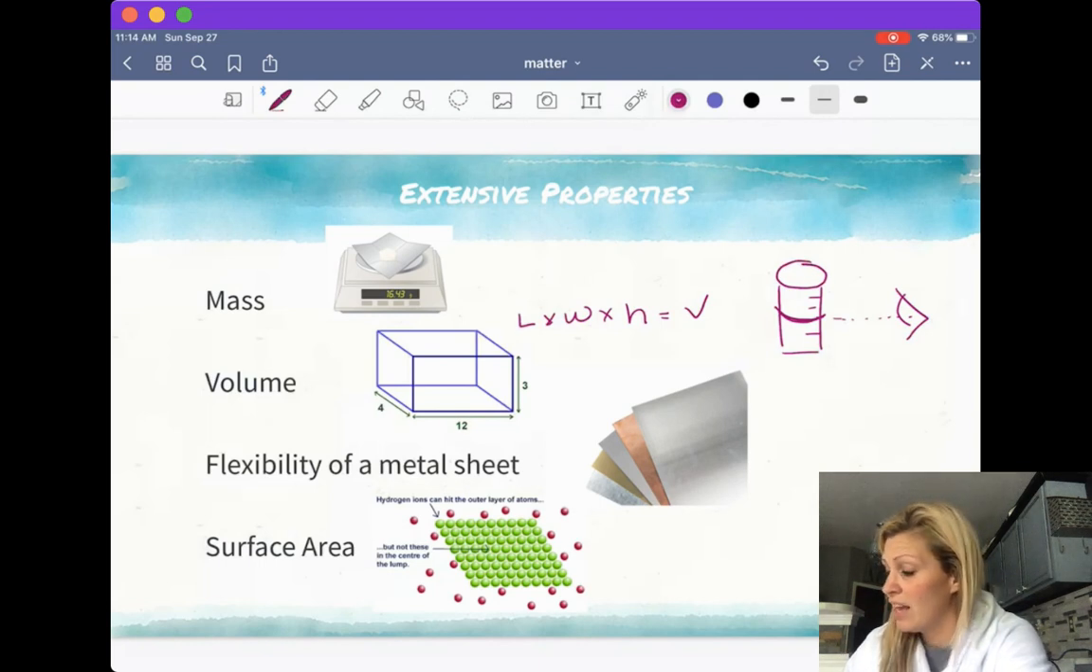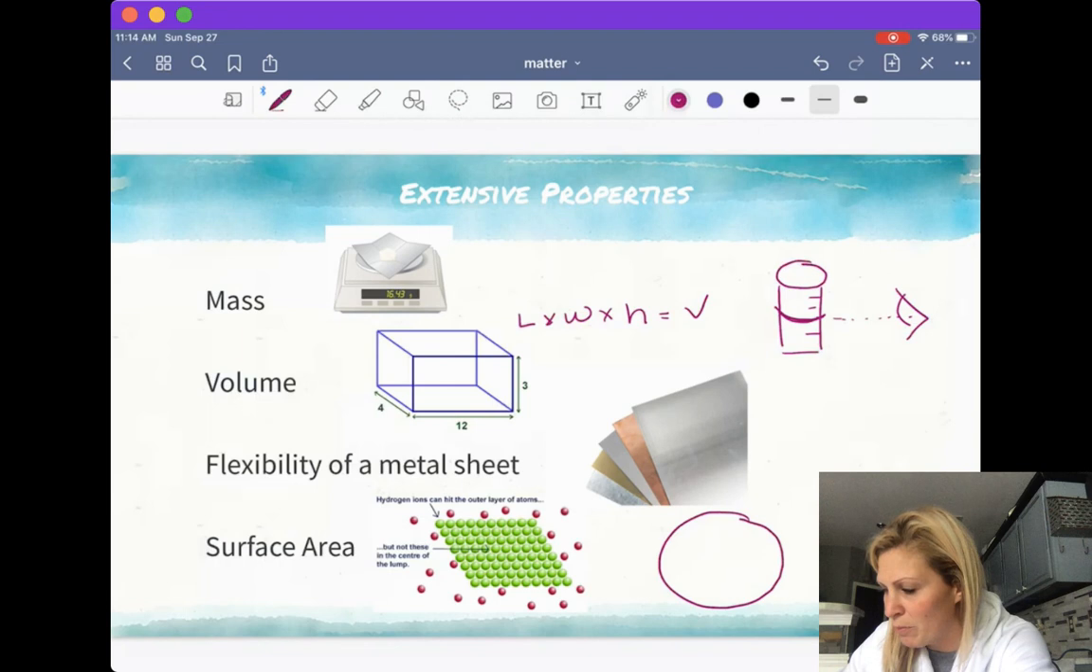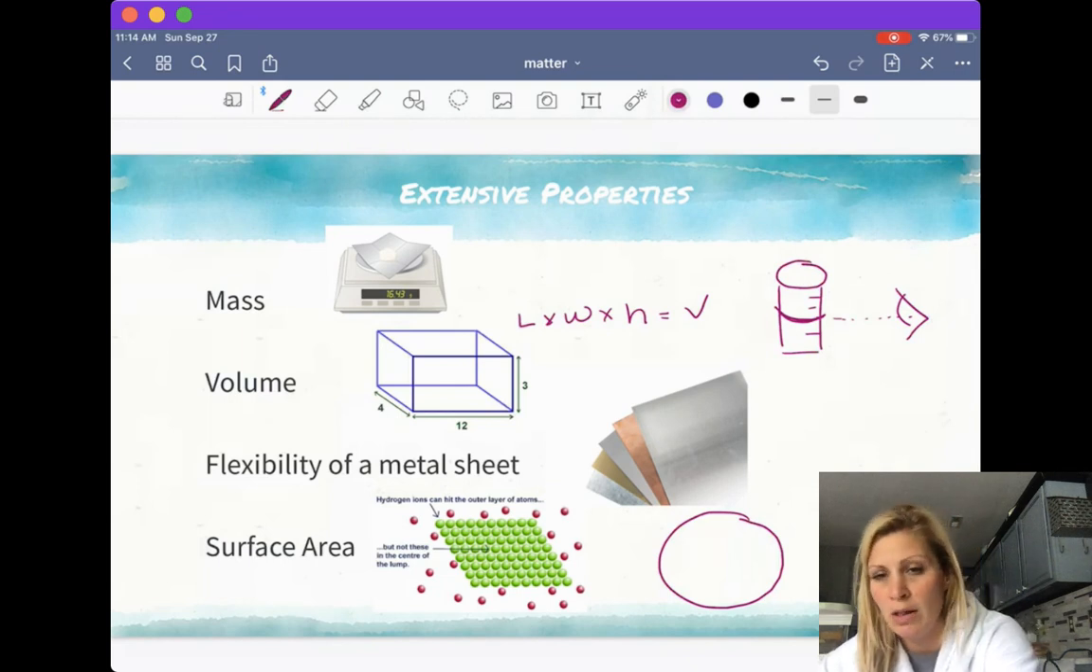If I have a huge chunk of, let's say, a salt, a huge chunk is going to have a big surface area because we have more perimeter exposed. If I have a small piece of salt, all right, that perimeter is much smaller, so I have less surface area, less contact with other things. So again, it's dependent on the amount.